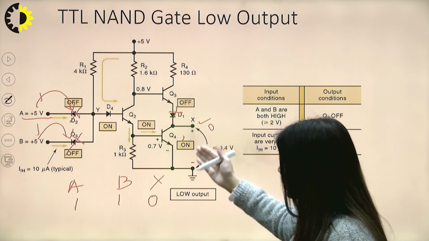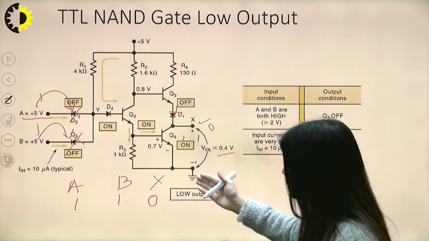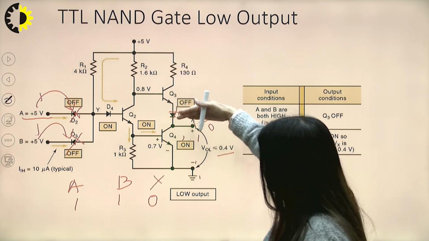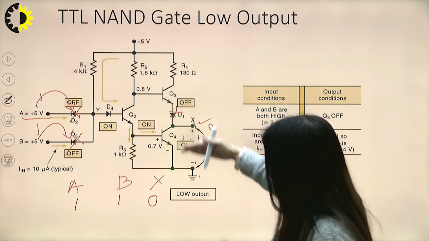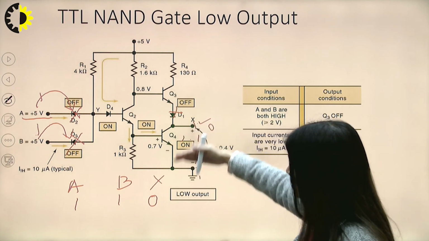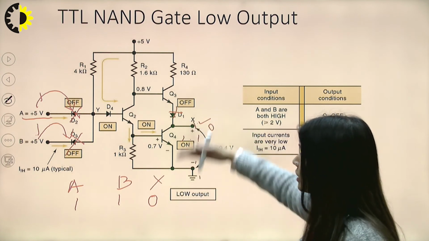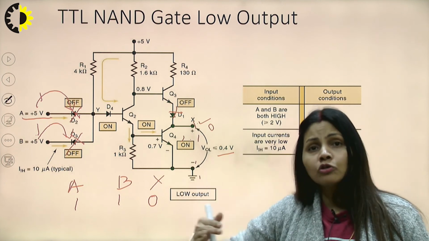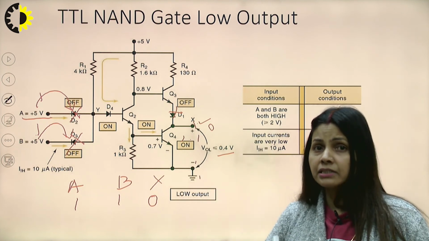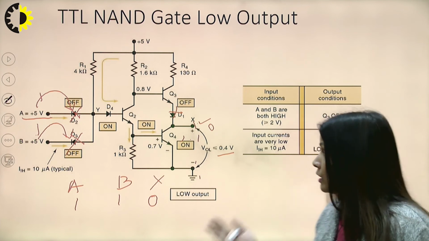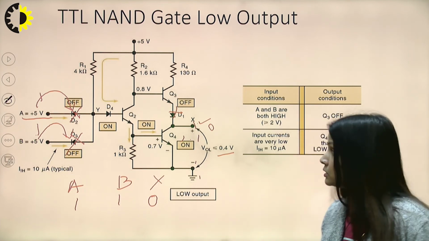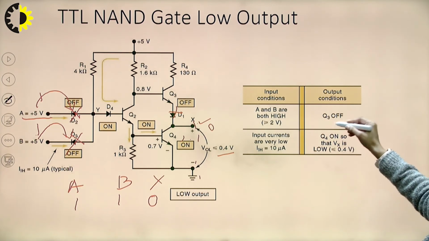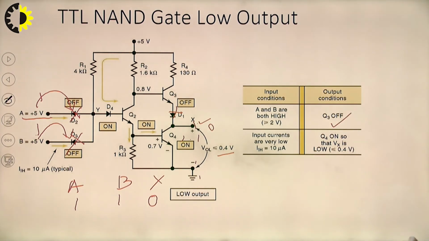we will find the output. Since this is grounded and this input is not getting any voltage, there will be a very small drop between X and ground. So X will be almost connected to ground, and hence the logic output will of course be 0. Similarly, here A and B are high, so Q3 is off.